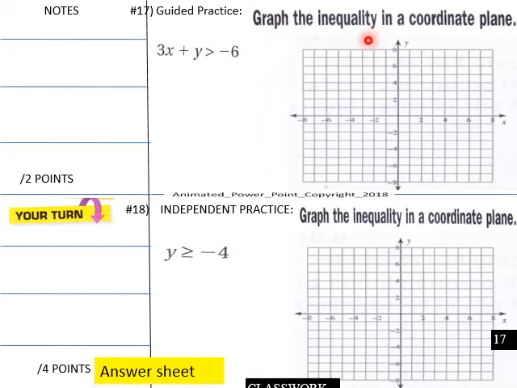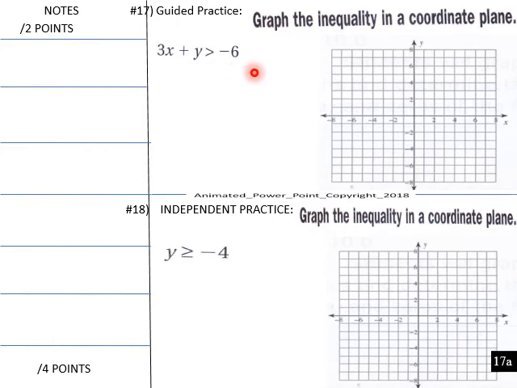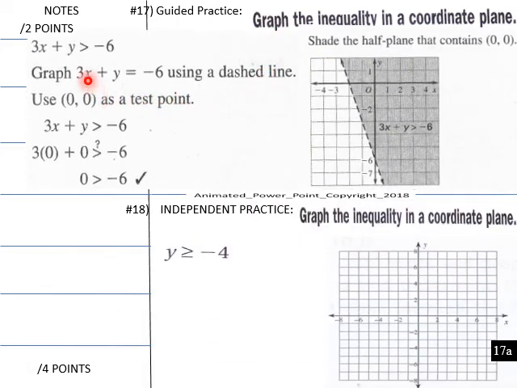Graph the inequality in a coordinate plane. We have 3x plus y greater than negative 6. So to solve this, first, we're going to graph 3x plus y equals negative 6 as a dashed line. Here's your dashed line here of this equation here. And then use 0, 0 as a test point. And when we plug in 0, 0, 3 times 0 plus 0, is that greater than negative 6? Is 0 greater than negative 6? And the answer is yes. So this side of your dashed line is your solution. So that is the way that you would shade the half plane to show where the solution is.